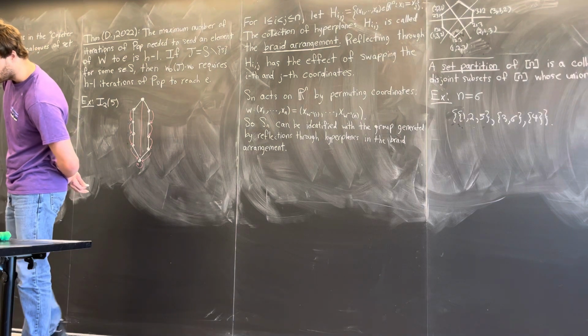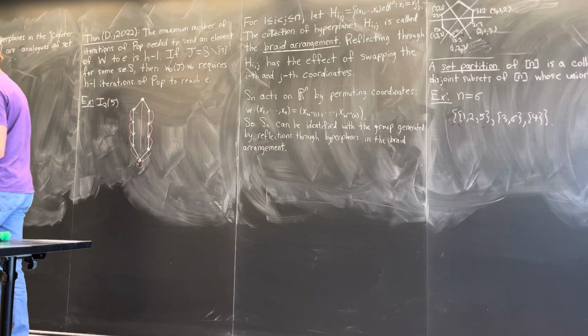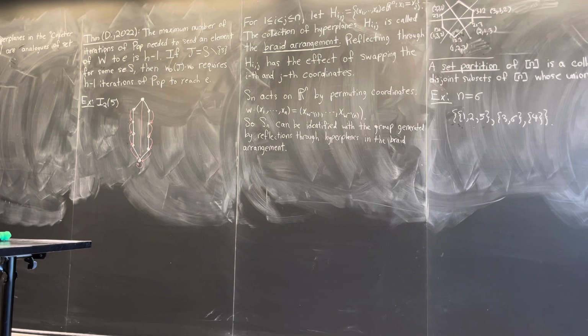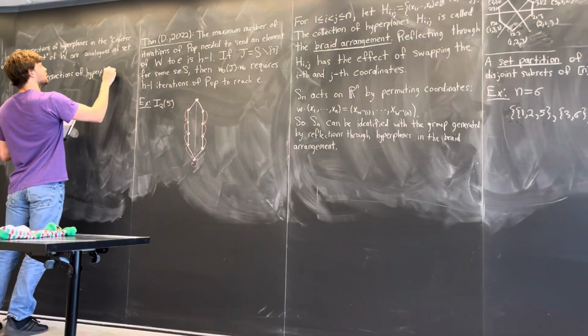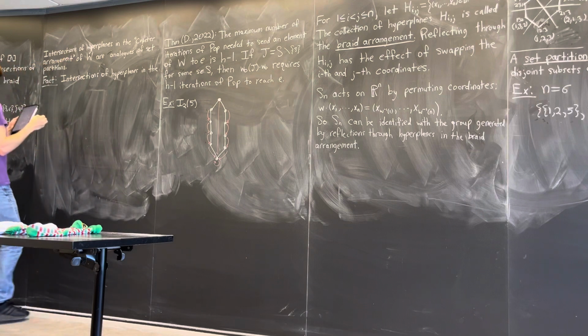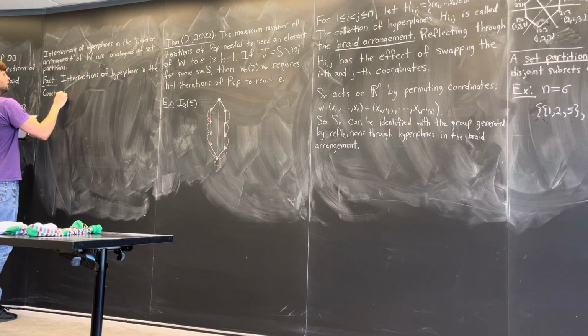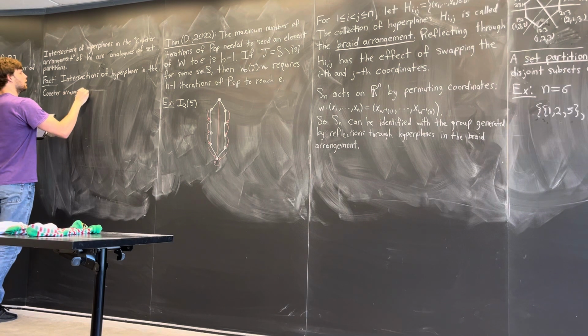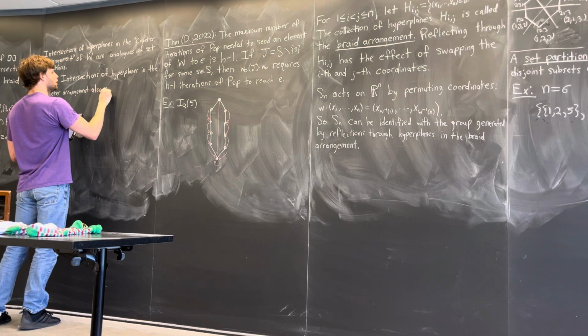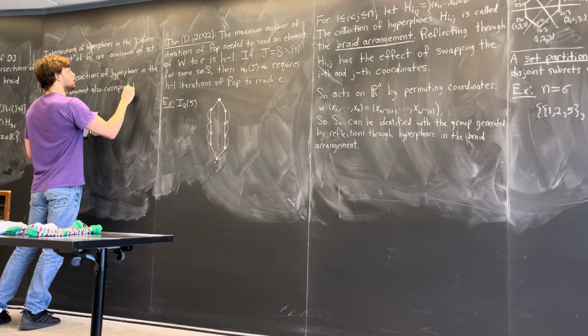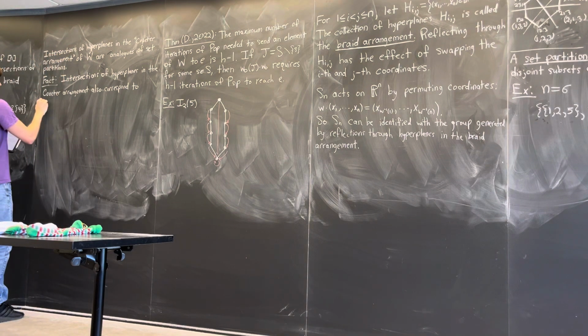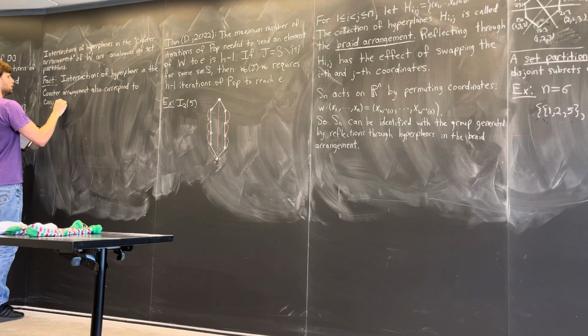Okay, let me also just mention, here's a fact. Intersections of hyperplanes in the Coxeter arrangement also correspond to, I'm going to say, conjugates of parabolic subgroups.